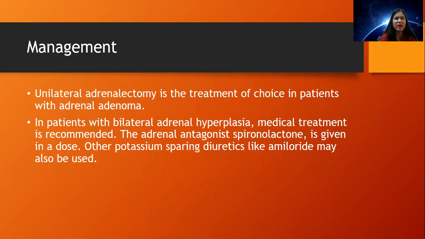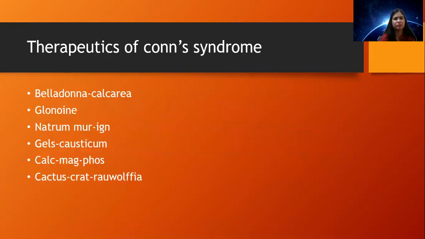Management: unilateral adrenalectomy is the treatment of choice in patients with adrenal adenoma, which is unilateral. Okay? In patients with bilateral adrenal hyperplasia, medical treatment is recommended. The aldosterone antagonist spironolactone is given in a single dose, and other potassium sparing diuretics like amiloride may be used, but they may have side effects, so beware.